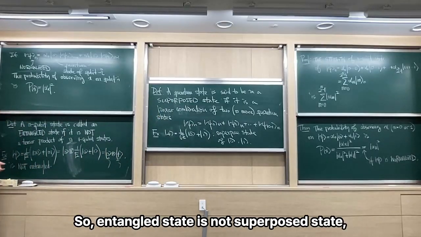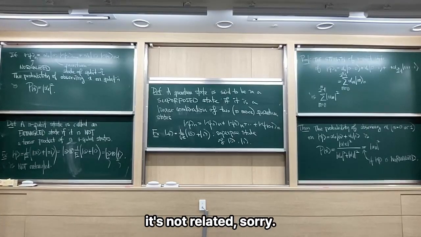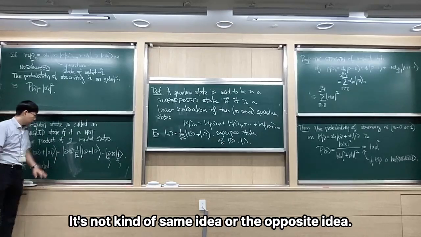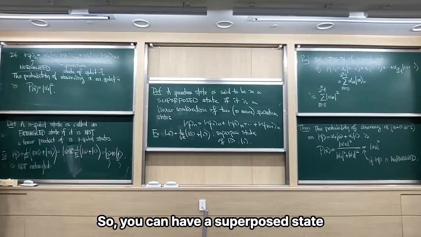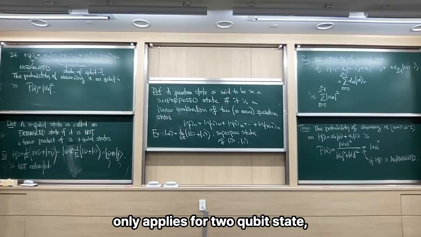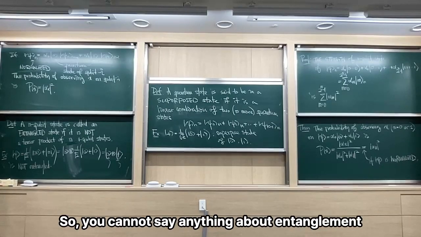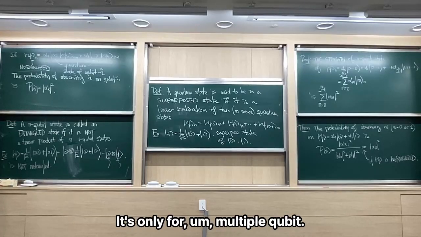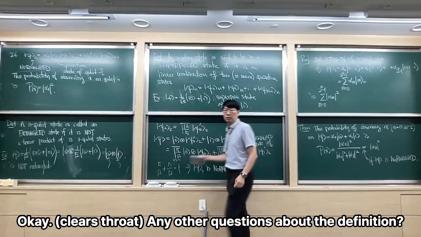So entangled state is not superposed state in some sense. I mean, it's not really different. Sorry, it's not related. It's not the same idea or the opposite idea. You can have a superposed state for any n-qubit state, but entangled state only applies for a 2-qubit state, 3-qubit state, or n-qubit state when n is bigger than 1. So you cannot say anything about entanglement when you have 1 qubit. It's only for multiple qubits. Okay. Any other questions about the definition?